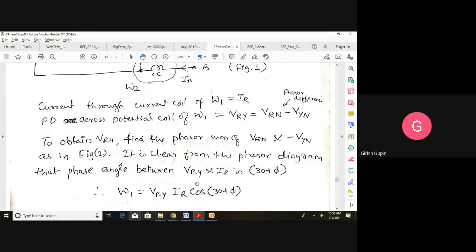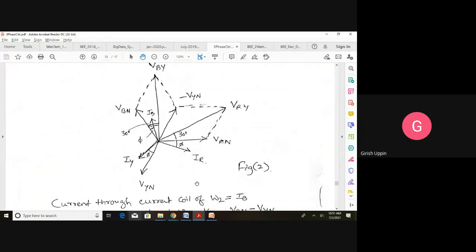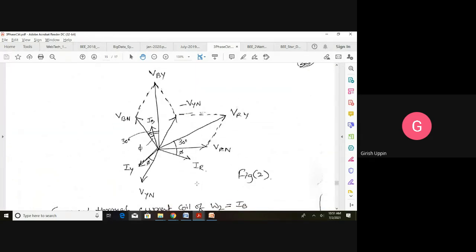So we have to draw the phasor diagram. First I will explain the phasor diagram. If you understand the phasor diagram, the rest of the things are easy. First, this is VRN. This is the R phase voltage. We know that the R phase is in line with the reference. It starts from 0. That's why I have this VRN.